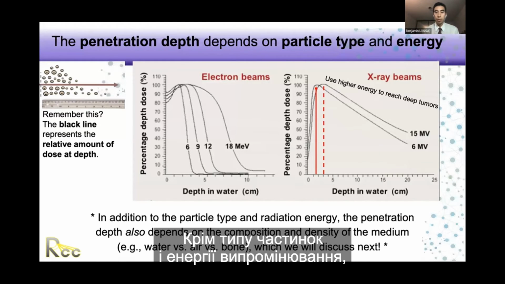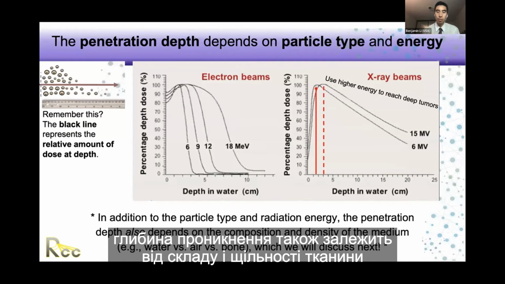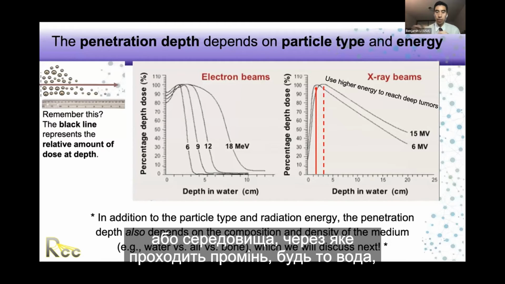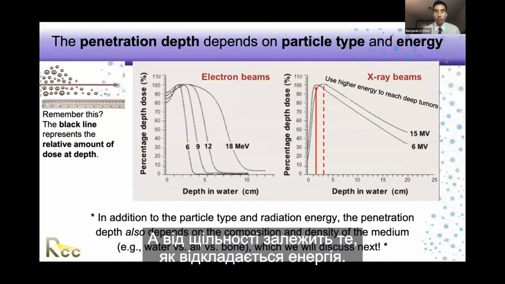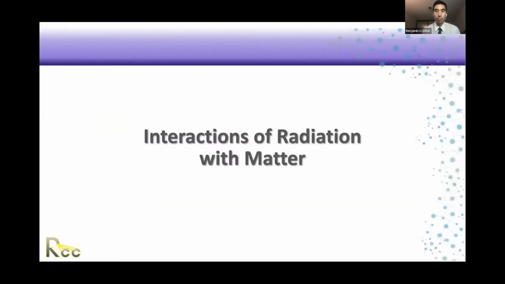In addition to the particle type and radiation energy, the penetration depth also depends on the composition and the density of the tissue or the medium that it's going through, whether that's water or air or bone. And how energy deposits depends on the density.